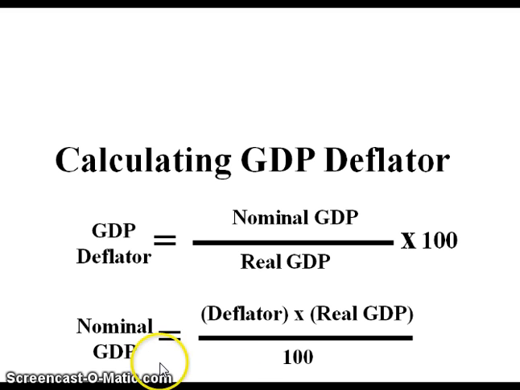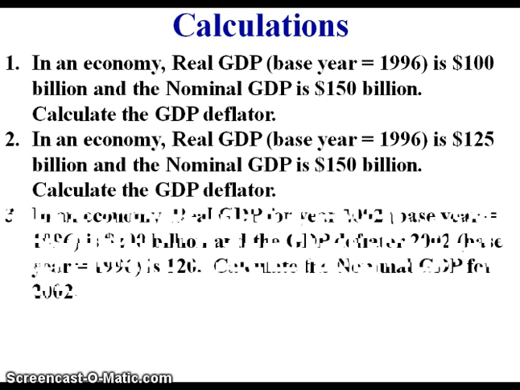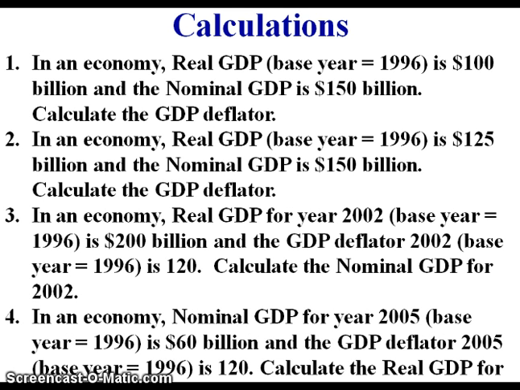As well as his video on CPI. So here you're given the formula again for GDP deflator and nominal GDP. These variables can be rearranged in order to find one that may be excluded from a problem. If you're trying to solve for nominal GDP, for instance, you would simply multiply deflator times real GDP and divide by 100.